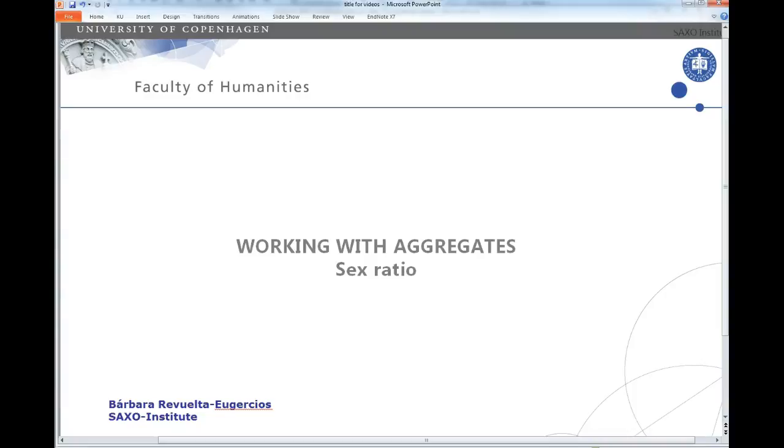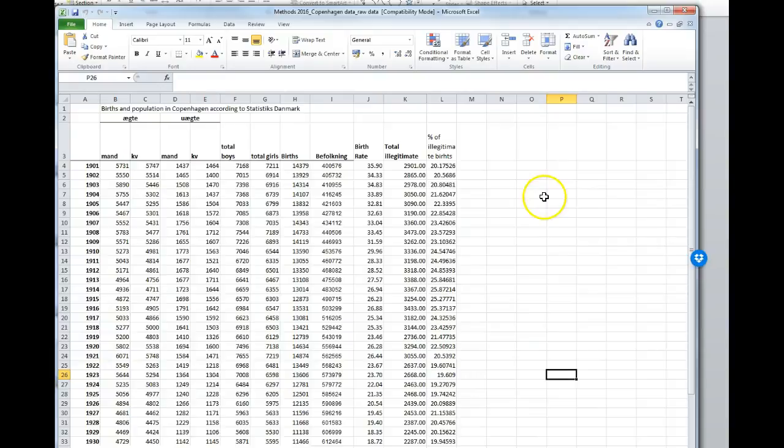Hi, this is a video in which I'm going to be talking about the sex ratio, how to compute it, and how to use it. The sex ratio is something quite simple. It is just the number of men for the number of women. You can use a regular percentage and say 50% are men or 60% are men or something like that.